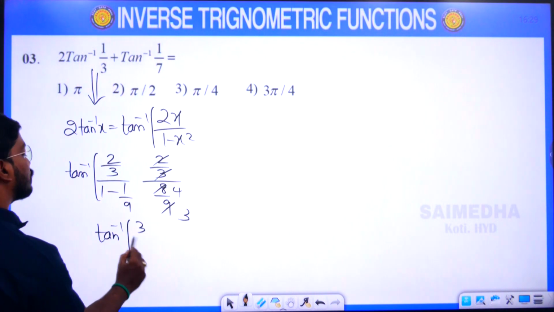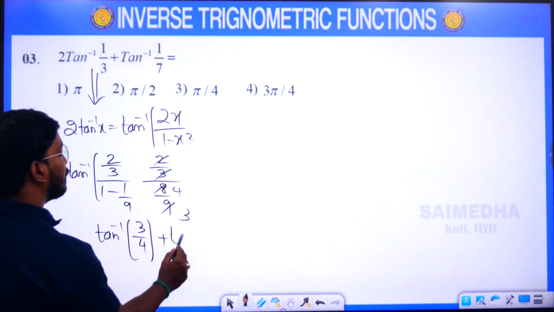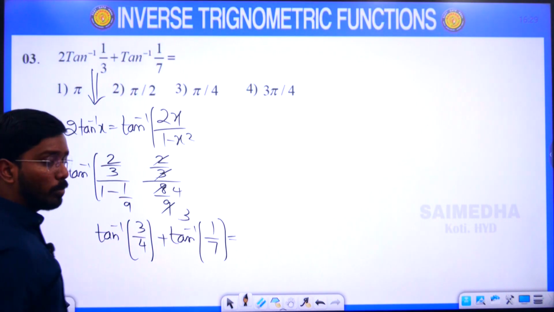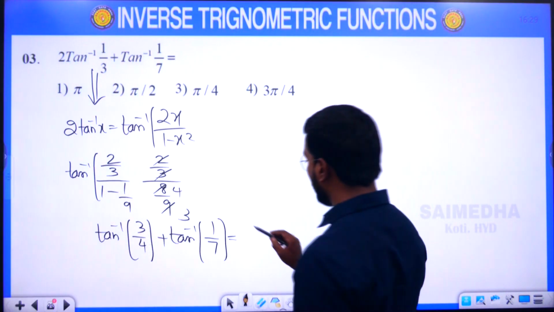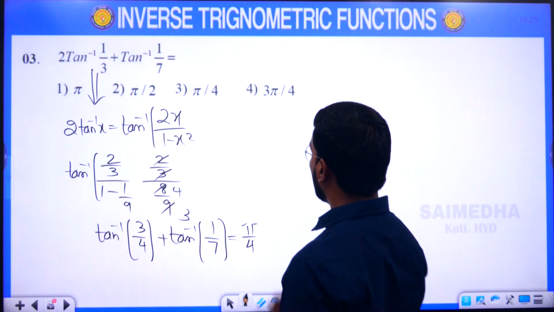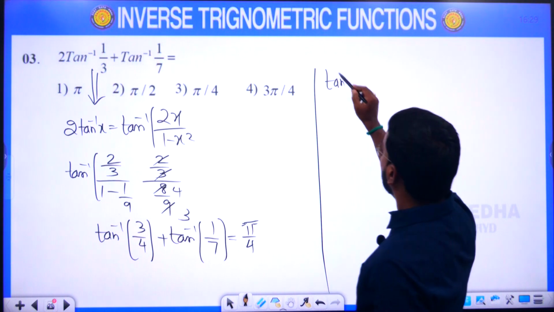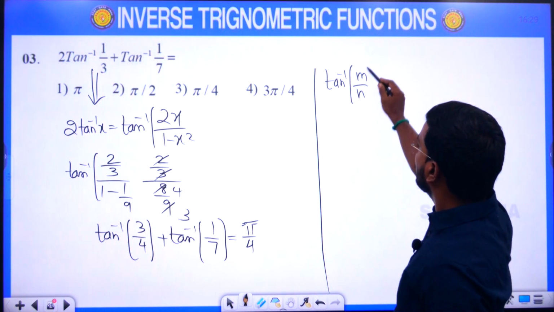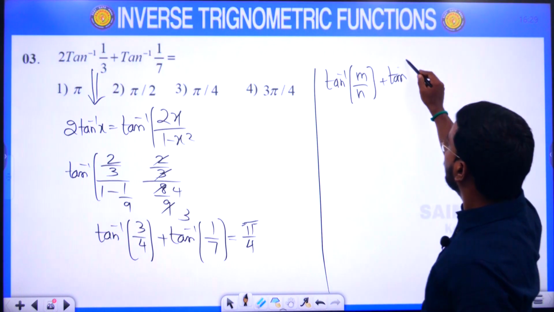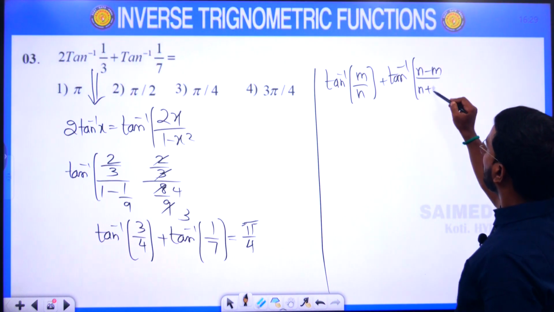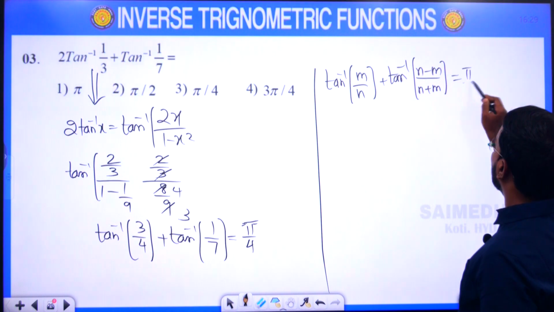So it is tan inverse of 3 by 4 plus tan inverse of 1 by 7. Now it is in the form of tan inverse of m by n. The direct answer is 45 degrees. How can we tell the answer is directly 45? Observe here. Whenever the question is given in this format, tan inverse of m by n plus tan inverse of (n minus m) by (n plus m), that is denominator minus numerator divided by denominator plus numerator, then the answer will become 45 degrees.